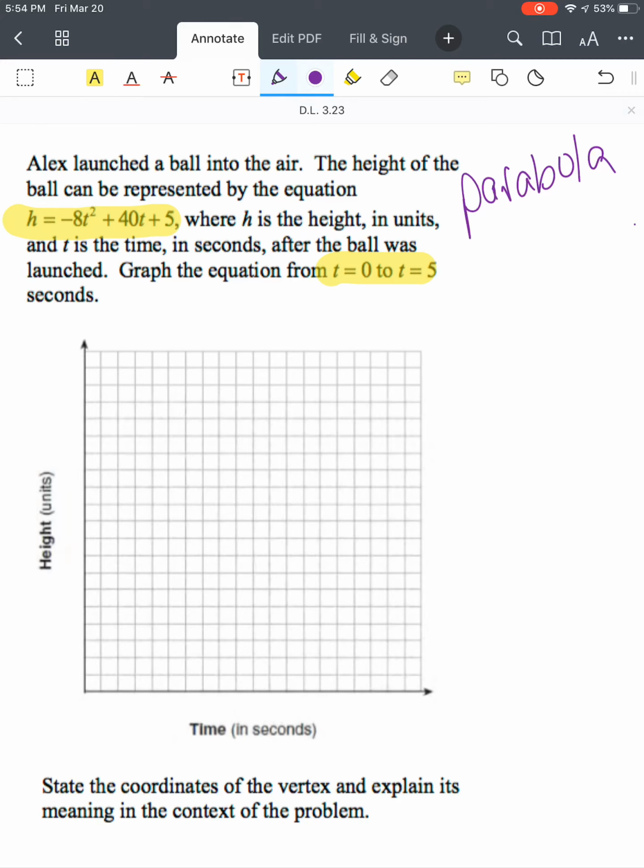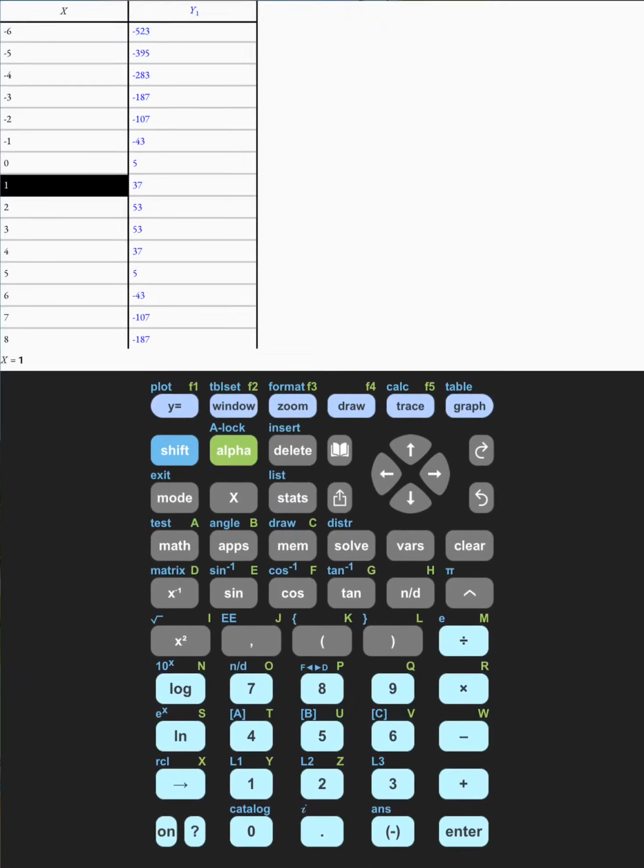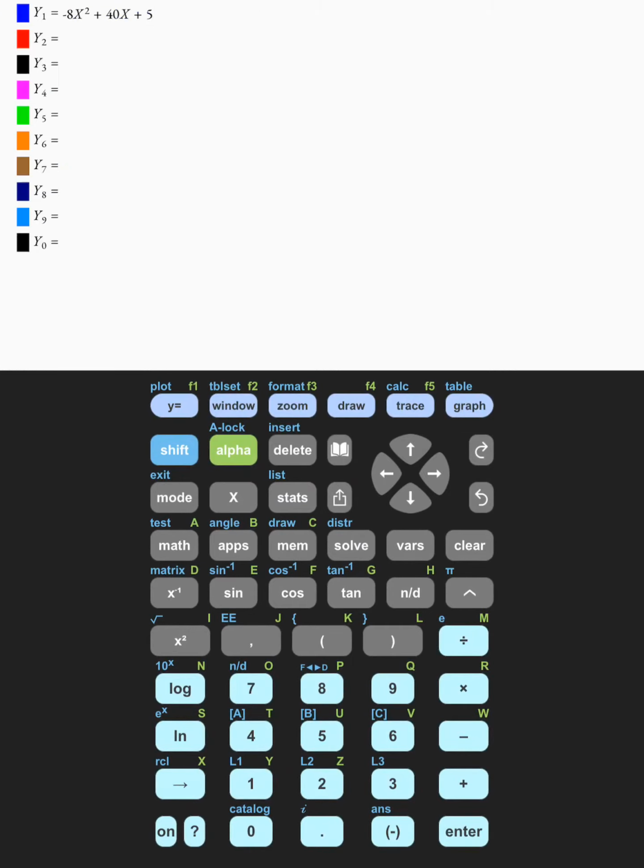Whenever they ask you to graph anything, we're really going to go into our calculator. So before I show you my calculator, I'm going to start making a chart because I want to graph when t is 0 all the way to when t is 5. So if you could take out your calculator, that would be great. I already plugged it into my y1, so I'll give you a second to do that.